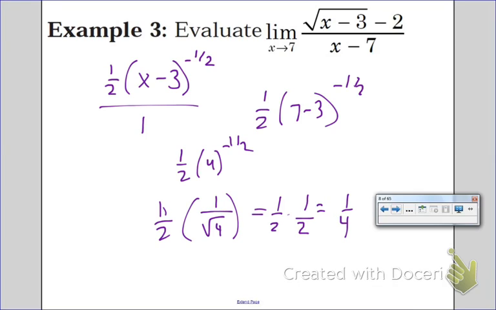Now, the reason we don't teach you that when you first learn about limits is because you don't know how to take derivatives yet. So obviously you wouldn't know how to do L'Hopital's rule if you don't know how to take derivatives. But obviously this one's much easier. You don't have to do conjugates. You don't have to worry about all that.